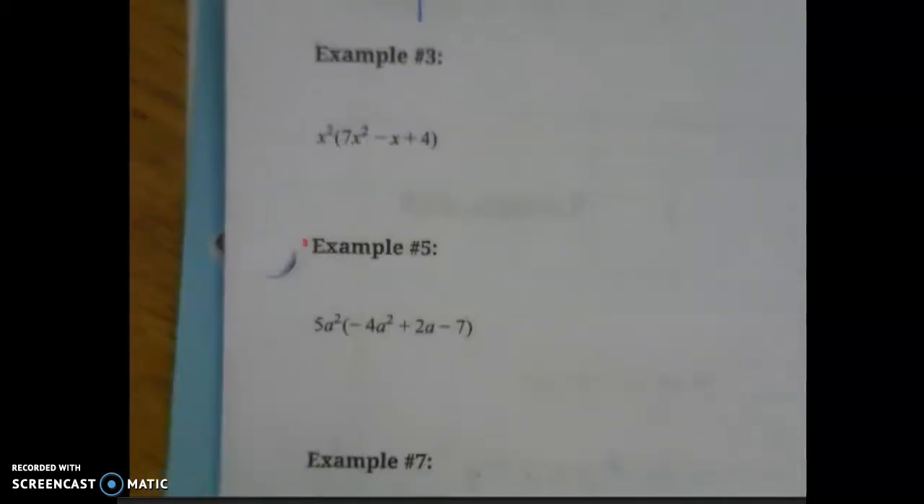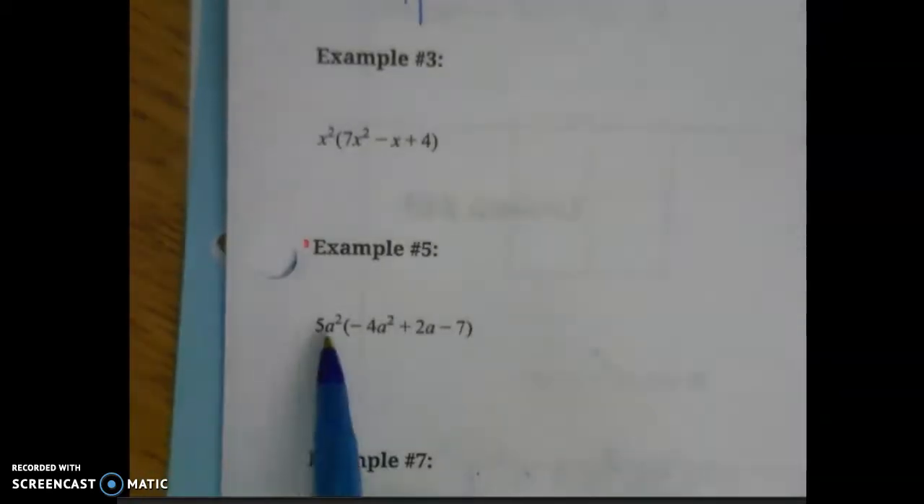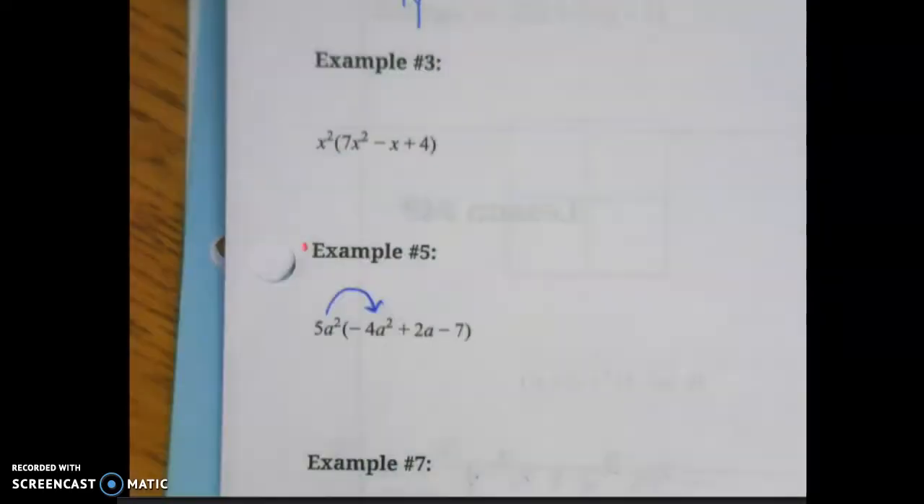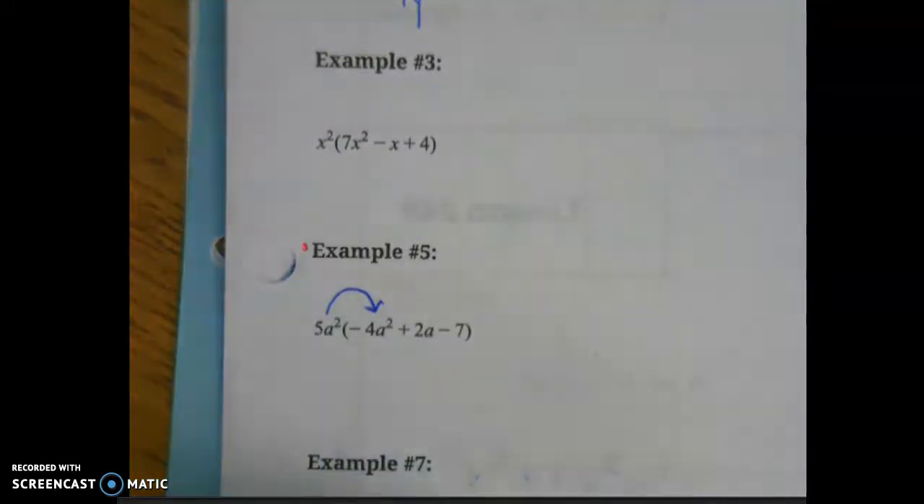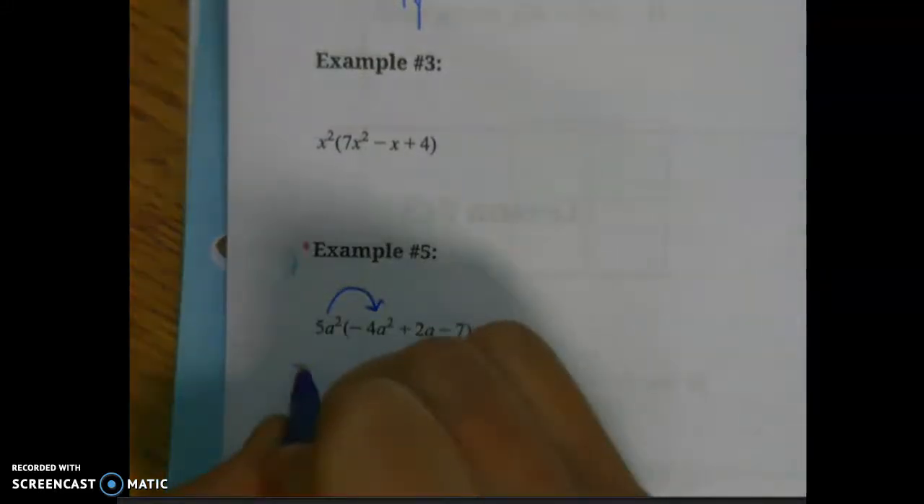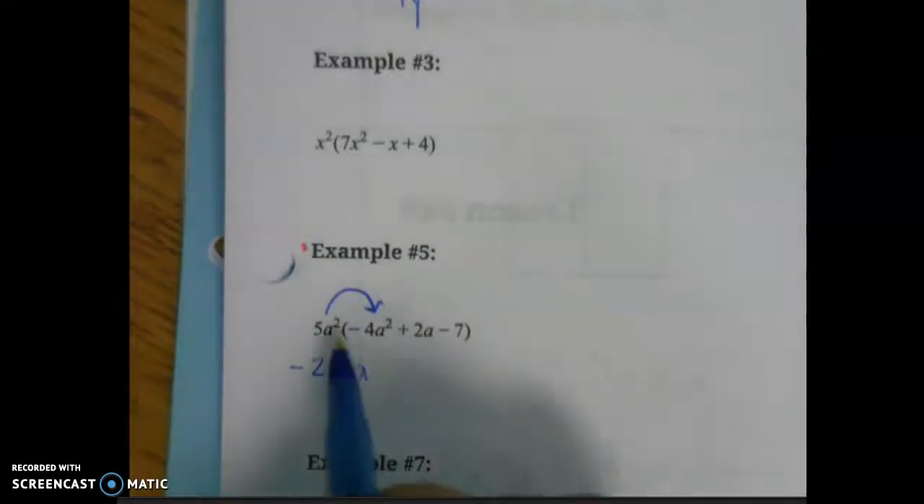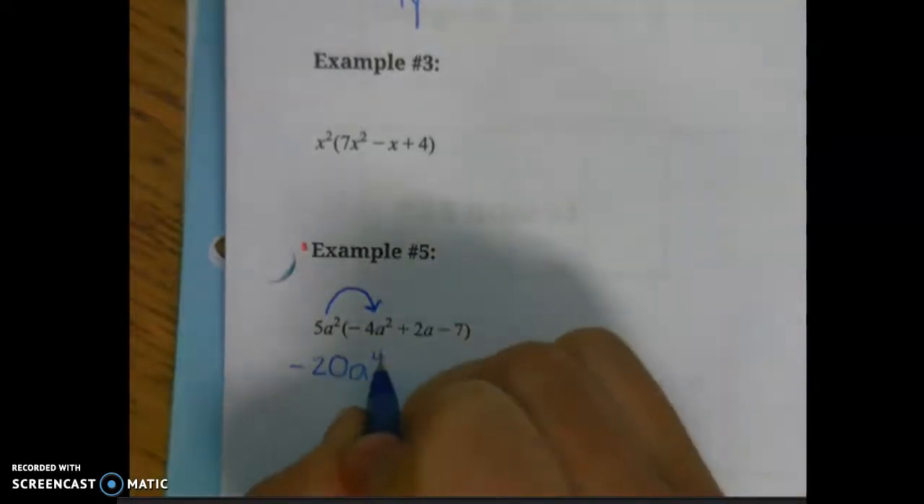Okay, so we have 5a squared times parentheses negative 4a squared plus 2a minus 7. So this 5a squared in front is going to be multiplied by each term inside the parentheses. So first we'll do 5a squared times negative 4a squared. So you multiply those coefficients. 5 times negative 4 is negative 20. Keep the base as an a and add the exponents. 2 plus 2 is 4.